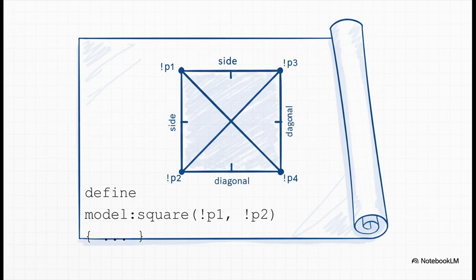So instead of writing out all those rules every single time, we can wrap them up in a model called Square. This model is our blueprint. It's a recipe that basically says, to be a square, you need a diagonal between 2 points and 4 side relations that connect to 2 other points that get generated.